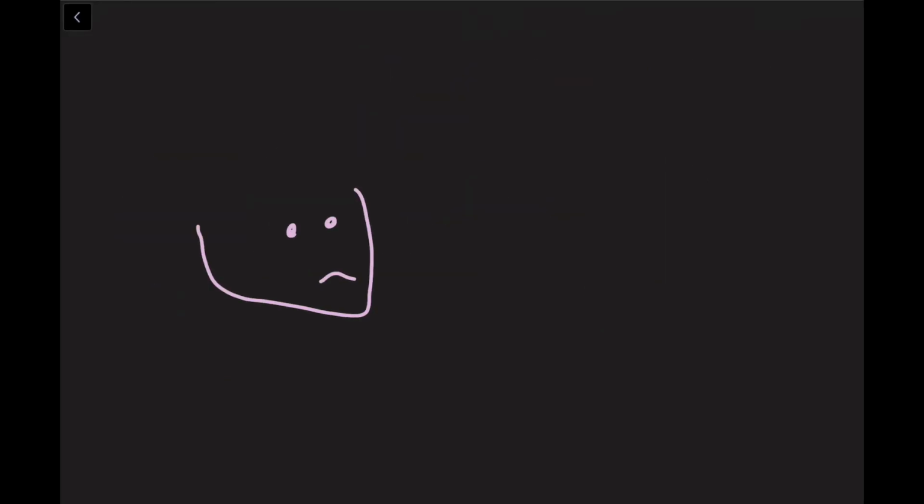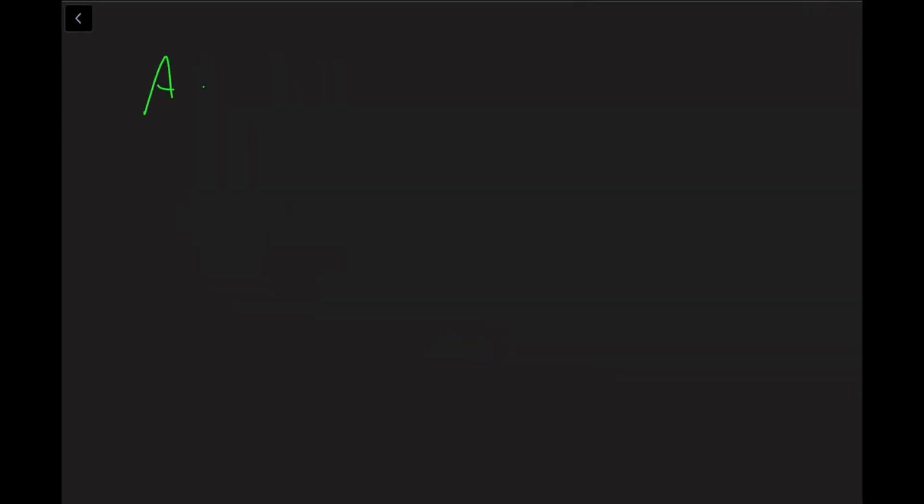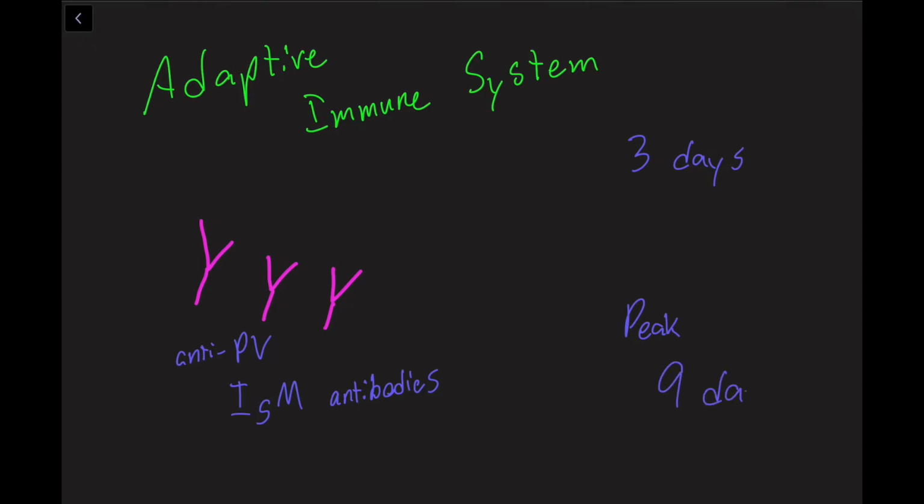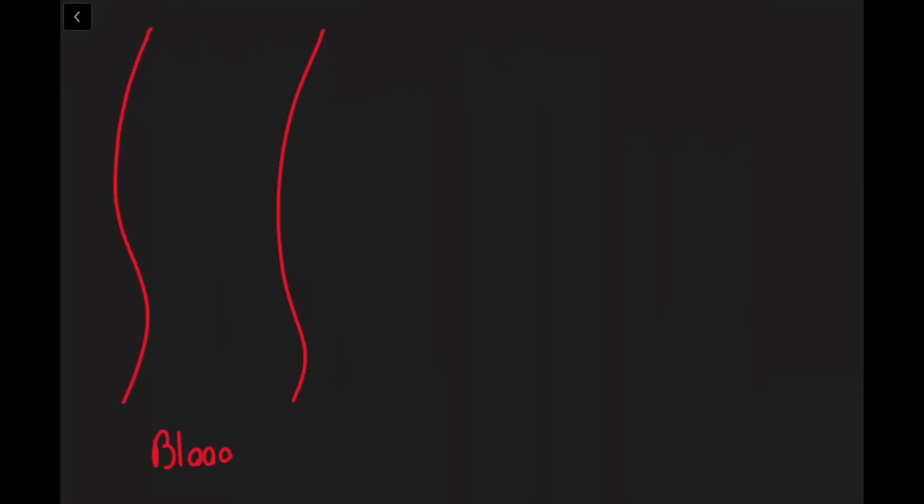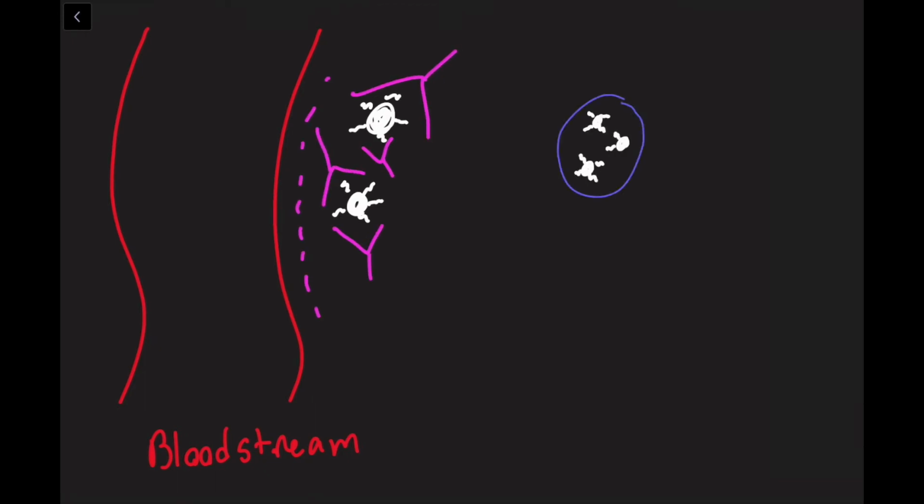As this is happening, the host will experience flu-like symptoms after an incubation period of about 7 days. This inflammatory environment and cytokines activate the adaptive immune system. Anti-poliovirus IgM antibodies appear 3 days after infection and reach their peak after 9 days. It is suspected that these antibodies are responsible for controlling viremia and potentially inducing lysis of infected cells.